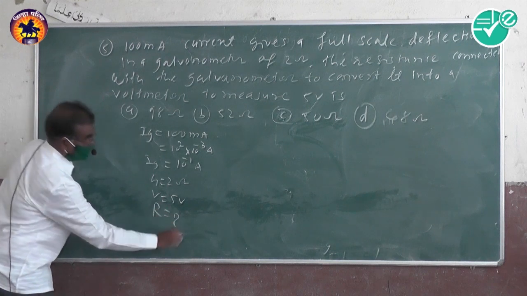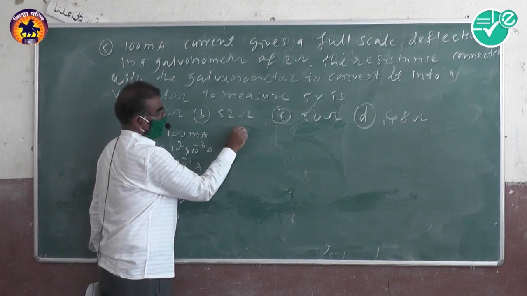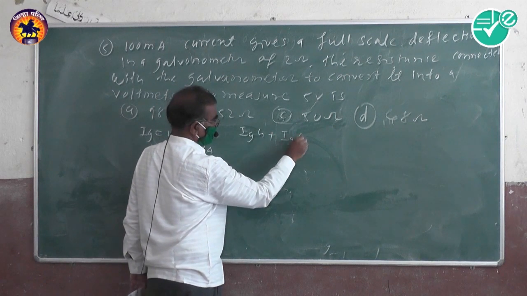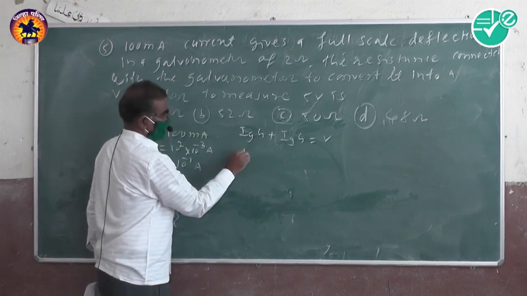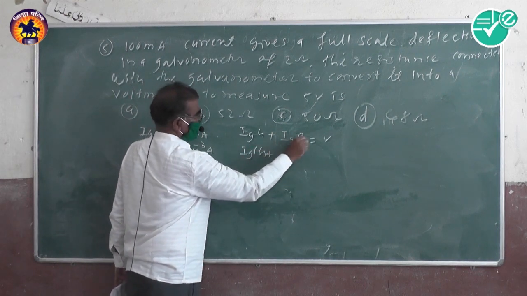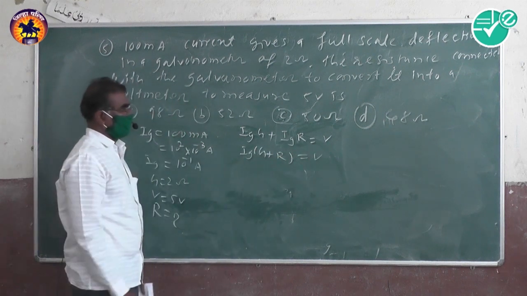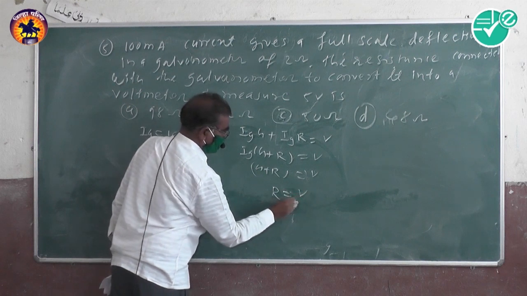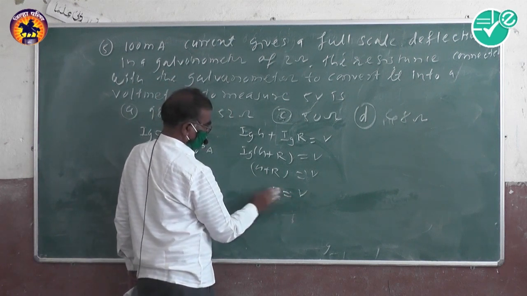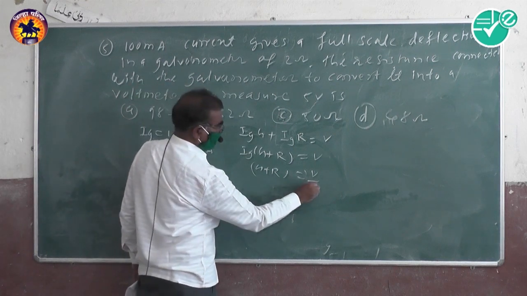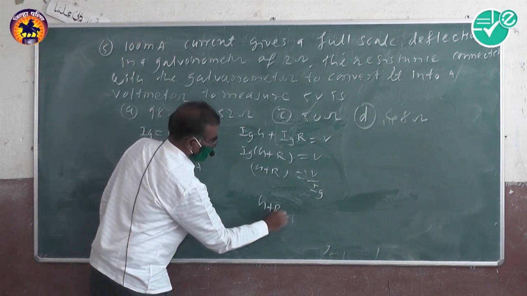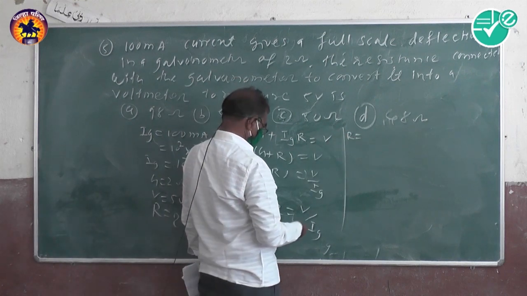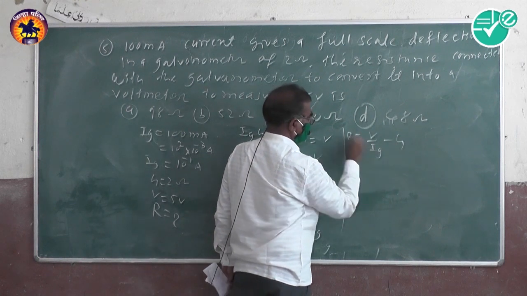We have to find the R, that is V equal to Ig into G plus Ig into R equal to V, or Ig in bracket G plus R equal to V, that is G plus R equal to V by Ig, or R equal to V by Ig minus G.